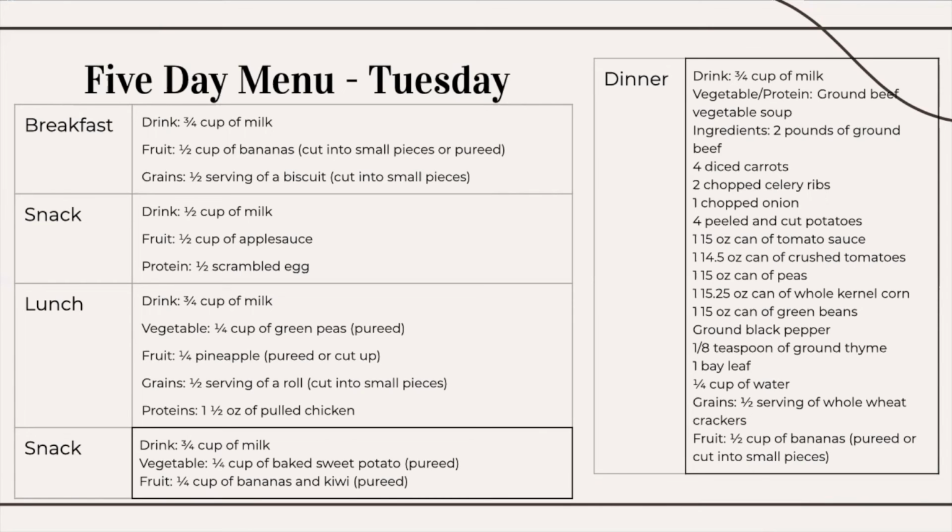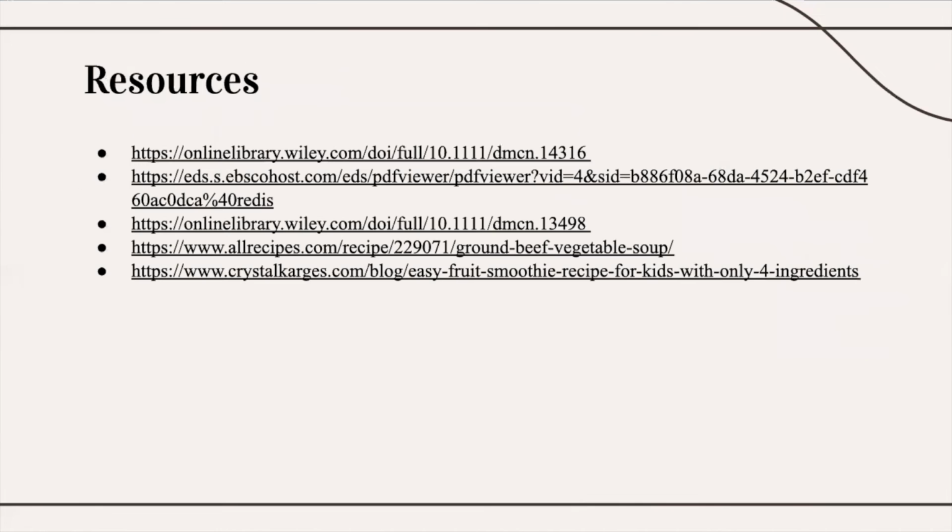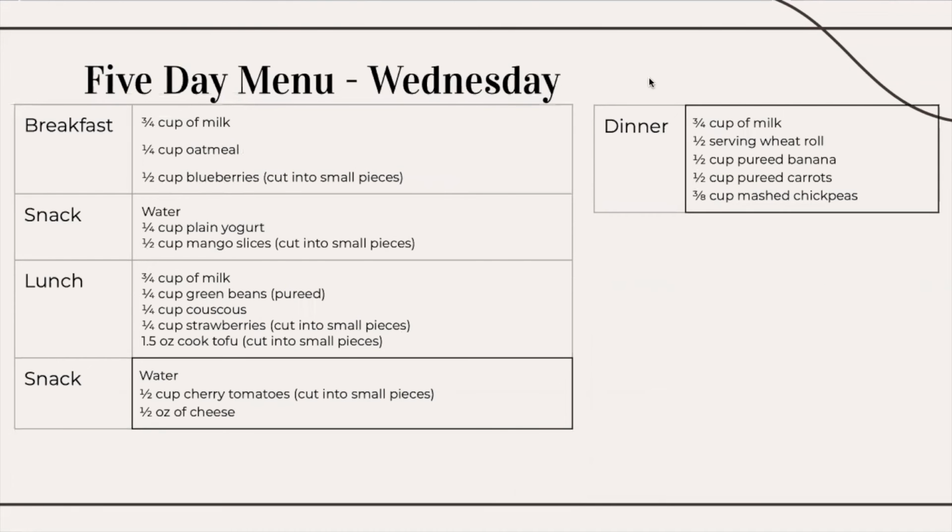And then for their grains, they could do a half a serving of whole wheat crackers. And then to add in some fruit, you could do a half a cup of bananas pureed or cut into small pieces. So for the 5-day menu, I did Wednesday and Thursday.